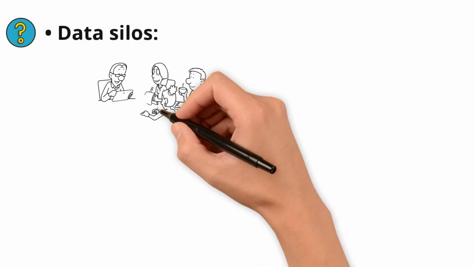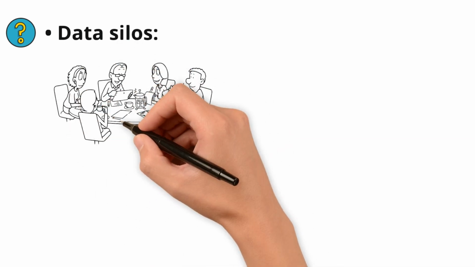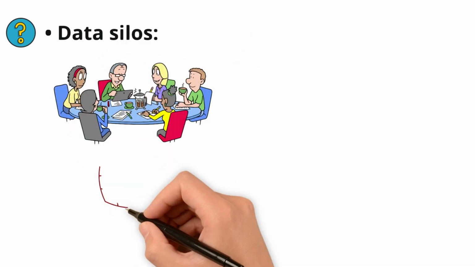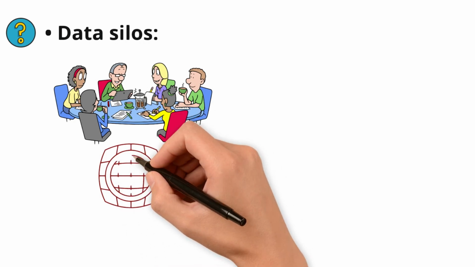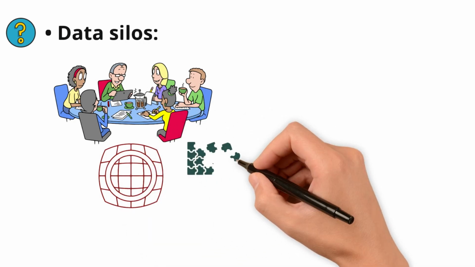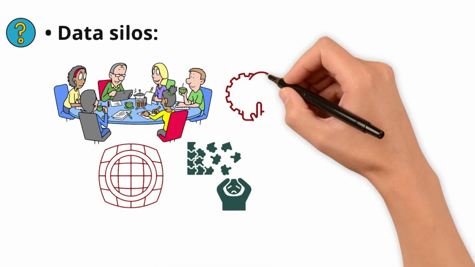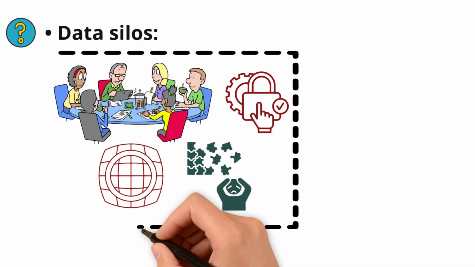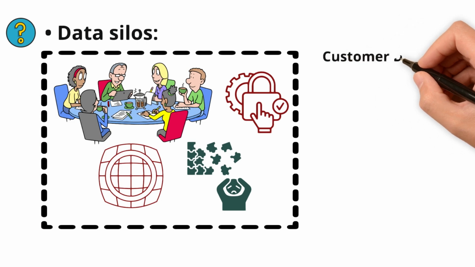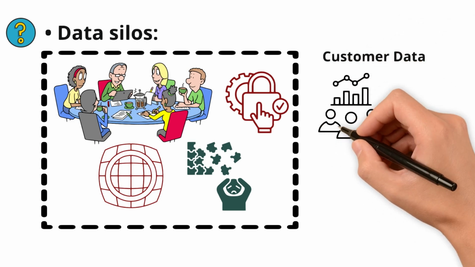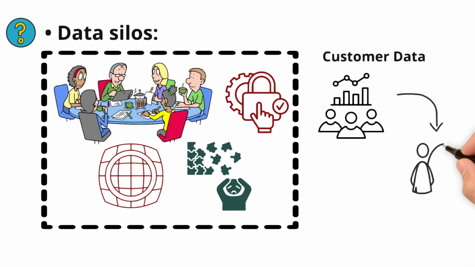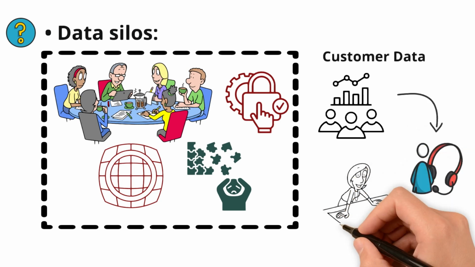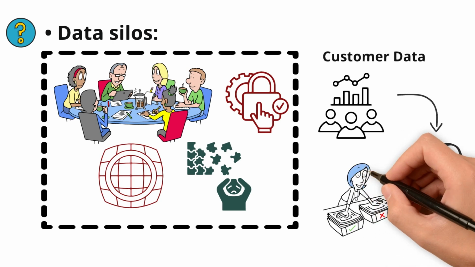Different departments or teams within a company might store their data in separate systems that don't communicate well. This can make it difficult for other teams to access and utilize the data. For example, customer data available within the sales team might not be shared with the customer service team. This hinders their ability to create a complete picture of the customer.